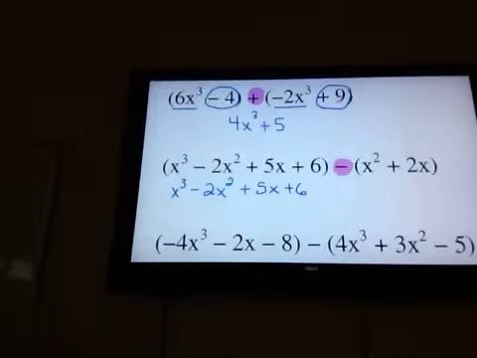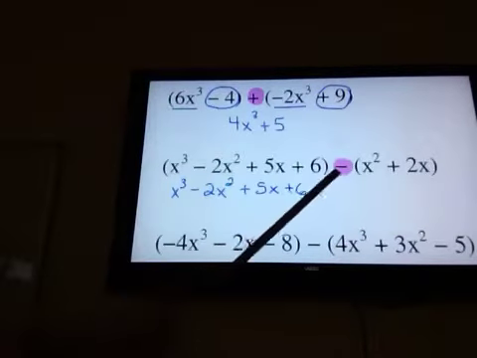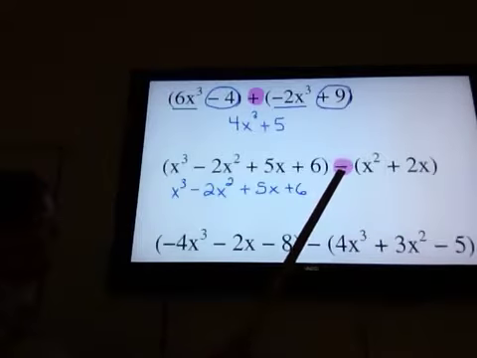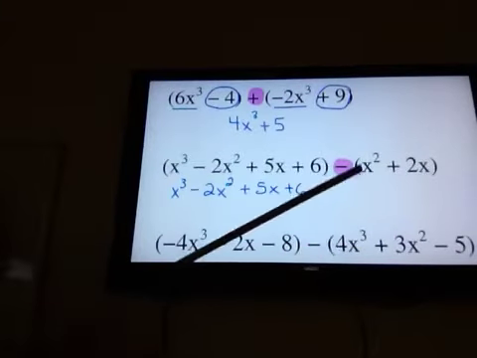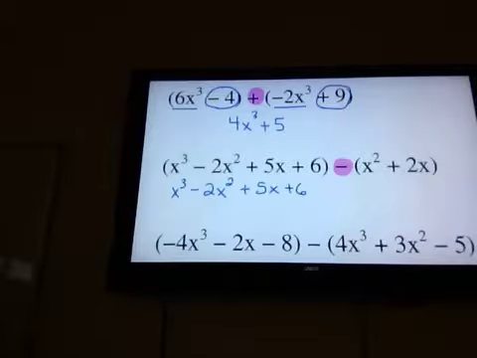But this has a minus in front of the second parentheses. So that means this minus has to be basically distributed to both of those terms, or all of the terms in the parentheses, which just changes the sign. So this minus times that plus makes that a minus x to the second. And this minus times that plus makes that a minus 2x. So it changed the signs and dropped the parentheses.